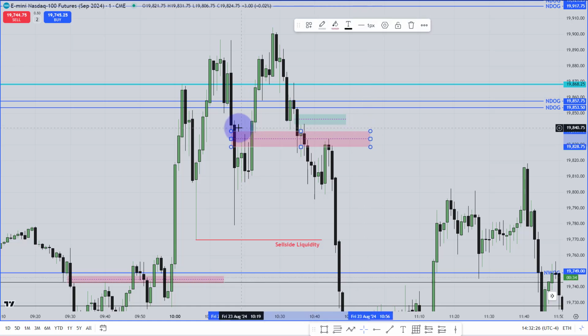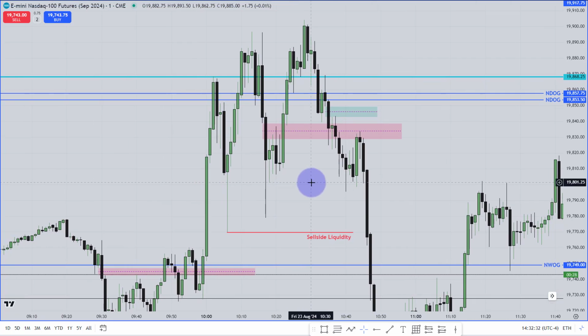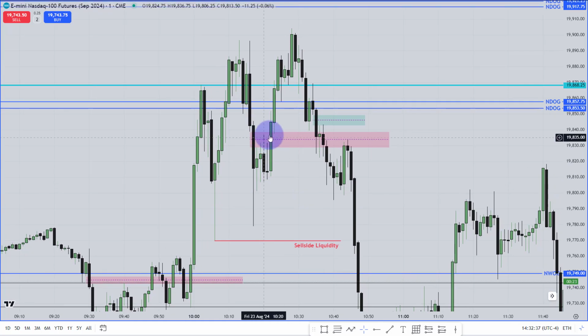See this parallel gap which was created over there? That is the trap. People who are new to the ICT concept will think this is a sell setup. No man, it's not a sell setup. The market is going to make the trap over there.